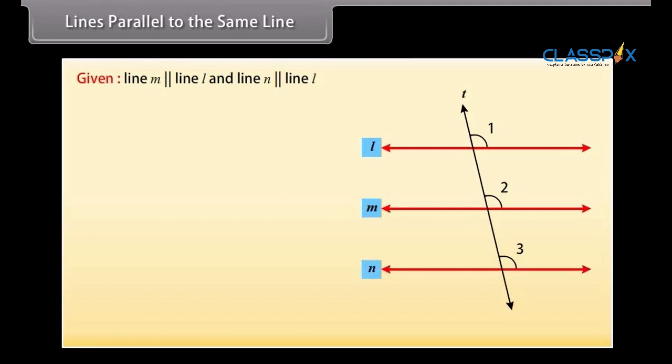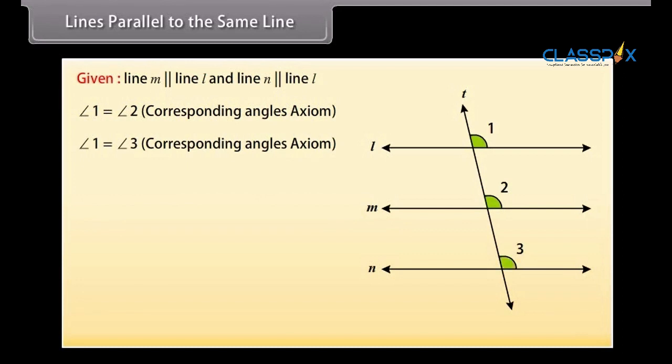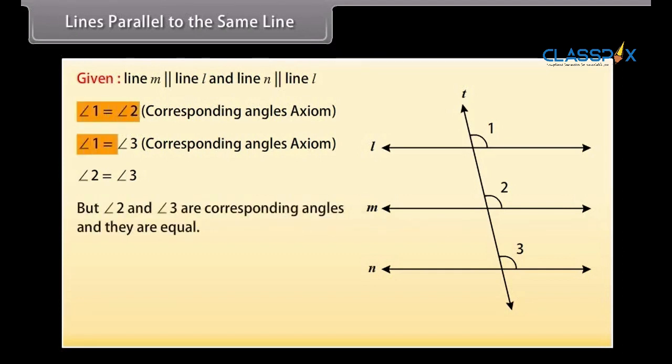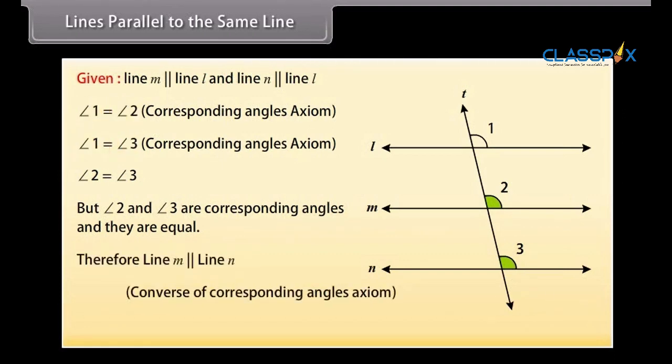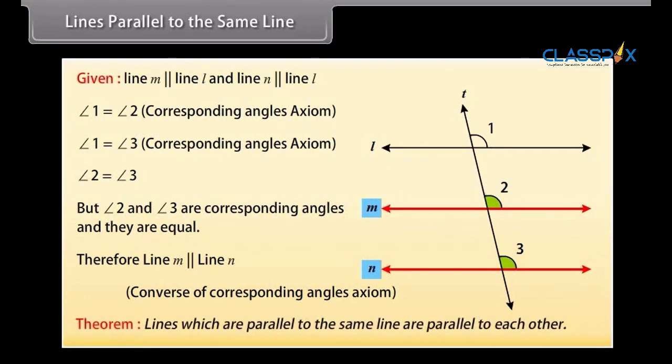Therefore, by using corresponding angles axiom, we can say that angle 1 is equal to angle 2 and angle 1 is equal to angle 3. So from these two we can say that angle 2 is equal to angle 3. But angle 2 and angle 3 are corresponding angles and they are equal. Therefore, by using converse of corresponding angles axiom, we can say that line M is parallel to line N. And this result can also be stated in the form of a theorem. Lines which are parallel to the same lines are parallel to each other.